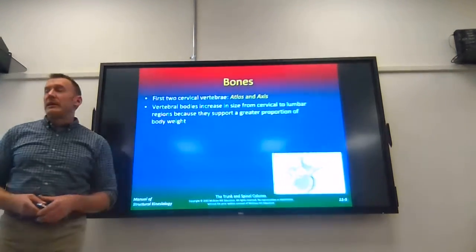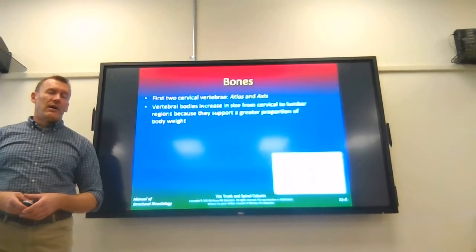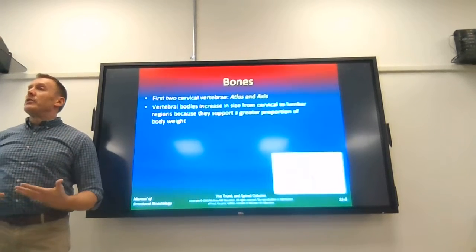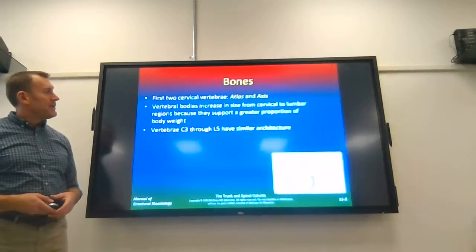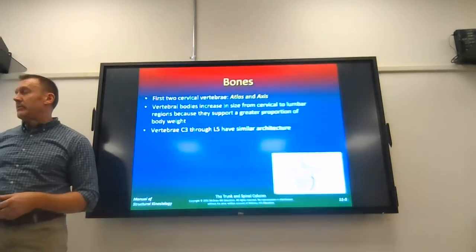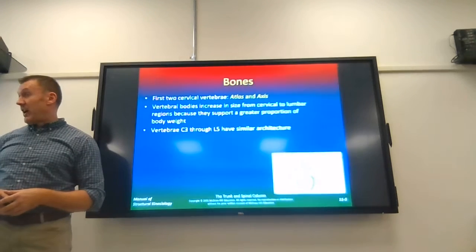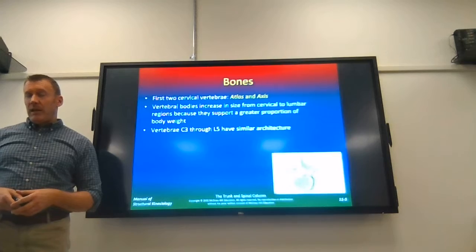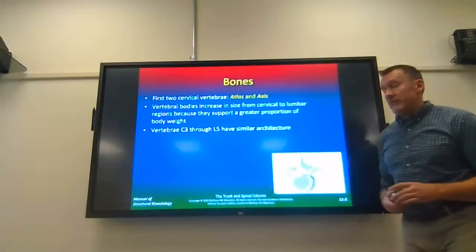The vertebrae overall increase in size from the cervical down through the lumbar because as we progressively go down the body, we're supporting a greater portion of our body weight. So that makes sense. Other than C1 and C2, C3 through L5 have a very similar structure. They have some unique features, but some things that are very similar.